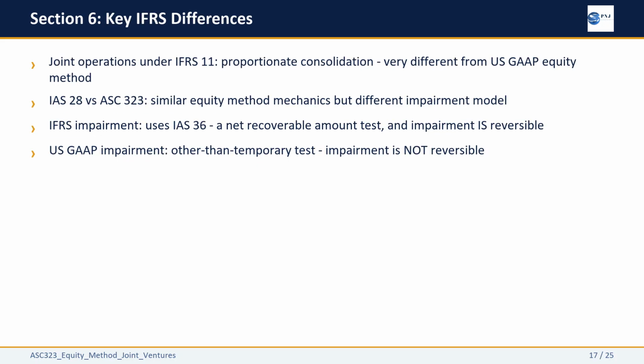If you work in a dual reporting environment, the IFRS differences matter. The biggest gap is joint operations. IFRS 11 requires proportionate consolidation for joint operations, which produces very different financial statement results than the U.S. GAAP equity method. On impairment, both frameworks use a single-step approach, but IFRS allows reversal of impairment losses if the recoverable amount increases. U.S. GAAP does not. Knowing which framework applies to which entity is critical when producing parallel sets of financial statements.